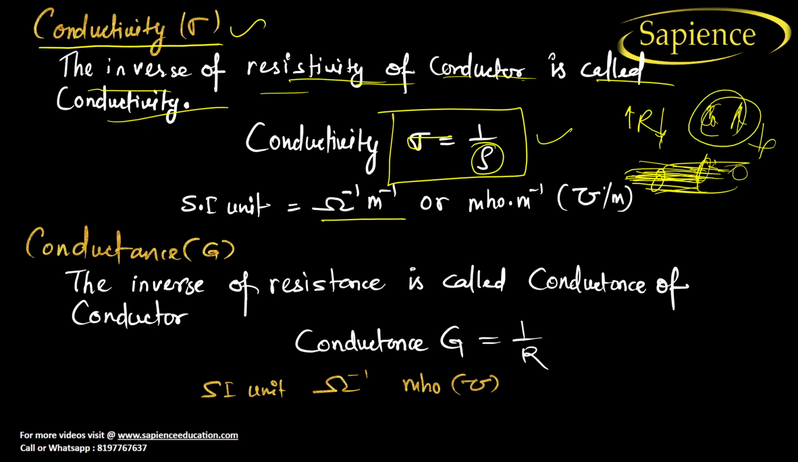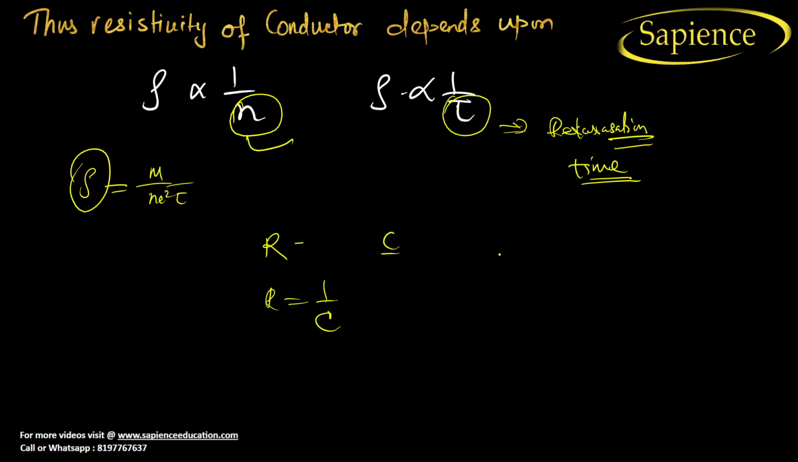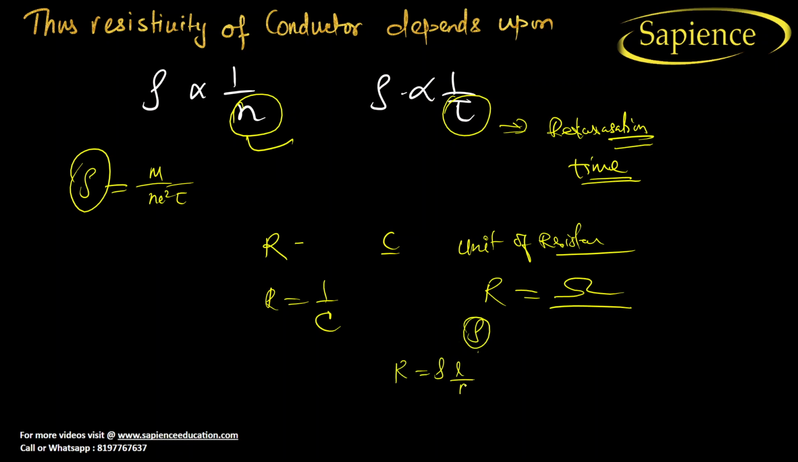See here, you need to understand. First of all, you have to understand what the unit of resistance is. The unit of resistance is ohm. And if you talk about the unit of resistivity, R is equal to rho L by A, we know. So from here, rho is equal to R into A by L. So R has unit ohm, A has unit meter square, and length is meter. So meter square gets cancelled out, and this will be ohm meter.